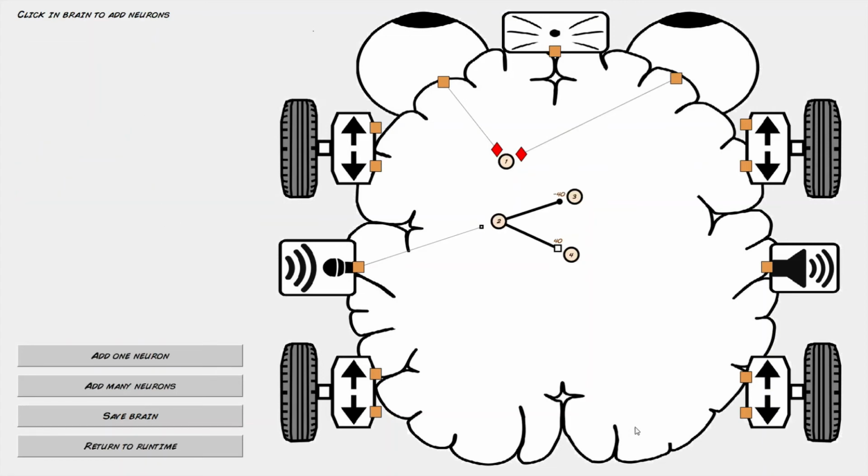Okay, so now we have 4 neurons. One is a visual sensory neuron, meaning it responds to red. Another is an auditory sensory neuron, which responds to a particular sound frequency. And that neuron also activates a third neuron and inhibits a fourth neuron. So I'm going to save this and then return to runtime to see what it looks like.